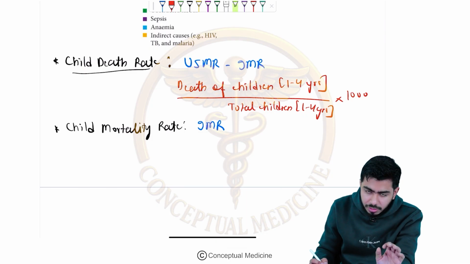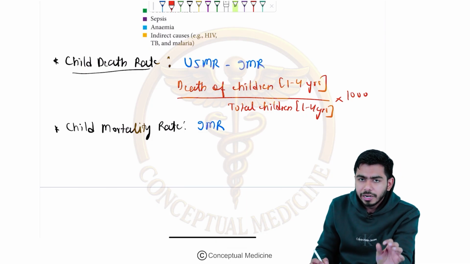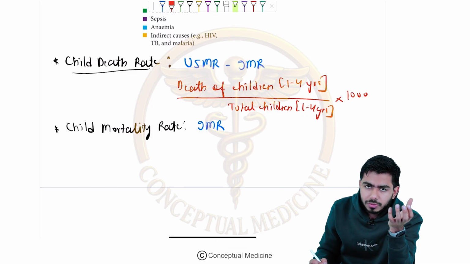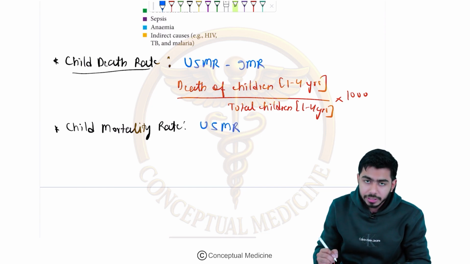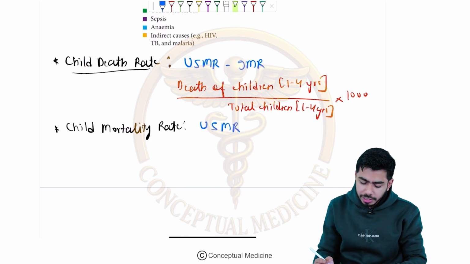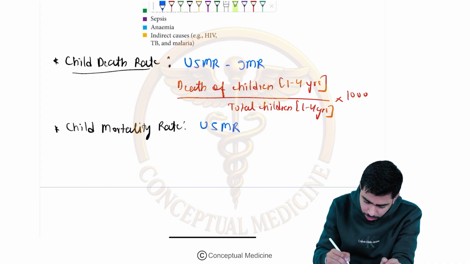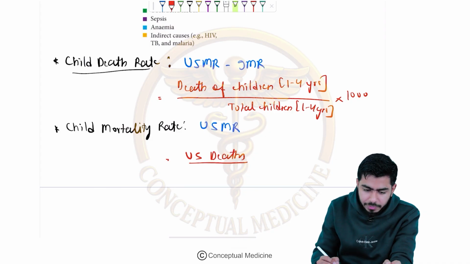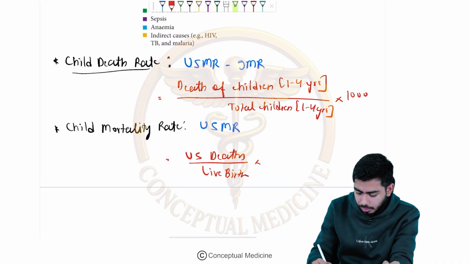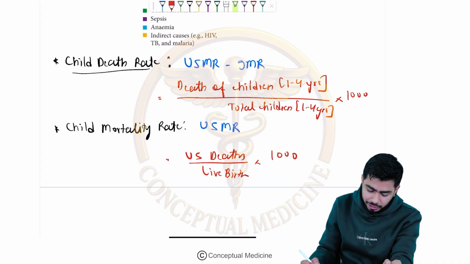Secondly, if we talk about the child mortality rate, that is the infant mortality rate. The infant mortality rate formula you already know. So child mortality rate is actually the under 5 mortality rate, guys. Please correct that. Child mortality rate is the under 5 mortality rate. And the formula of this one will be under 5 deaths divided by live births multiplied by 1000. That will be the child mortality rate.